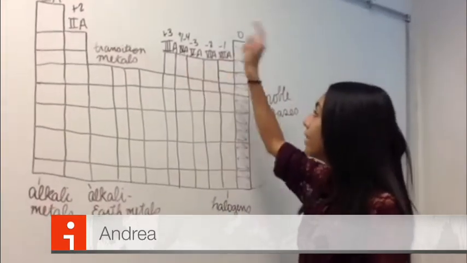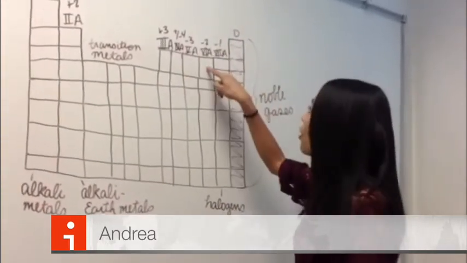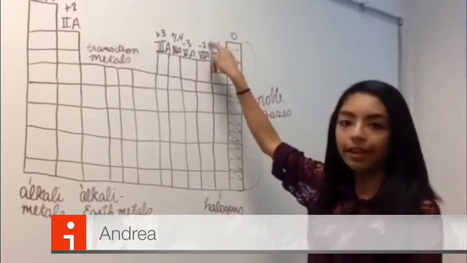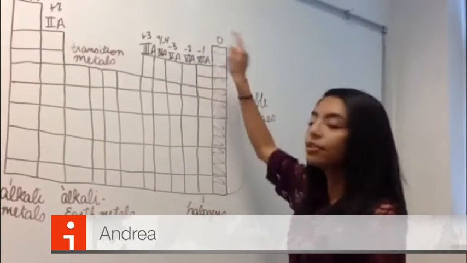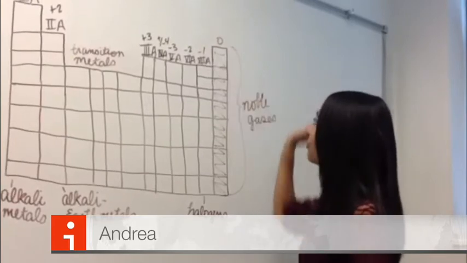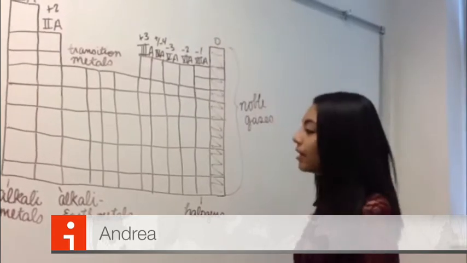Group A5 has a charge of -3. Group A6 has a charge of -2. A7 has a charge of -1, and this group has no charge at all.